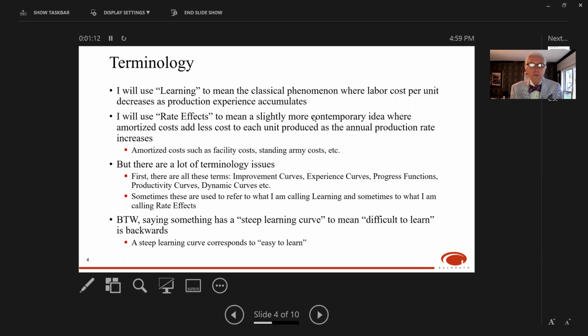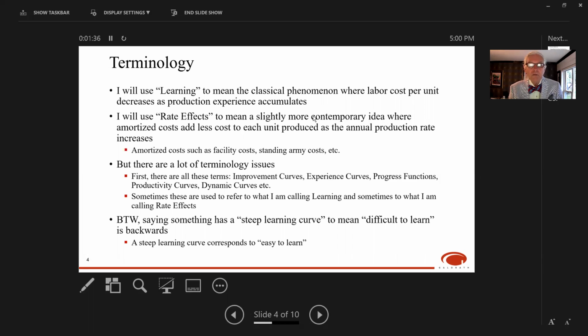But I'll tell you, there are a lot of terminology issues in the world of learning curves. First of all, there are all these nearly synonymous terms: improvement curves, experience curves, progress functions, productivity curves, dynamic curves, and probably some others. And sometimes these are used to refer to what I'm calling learning, and sometimes they're being used to refer to what I'm calling rate effects, or a combination of the two.